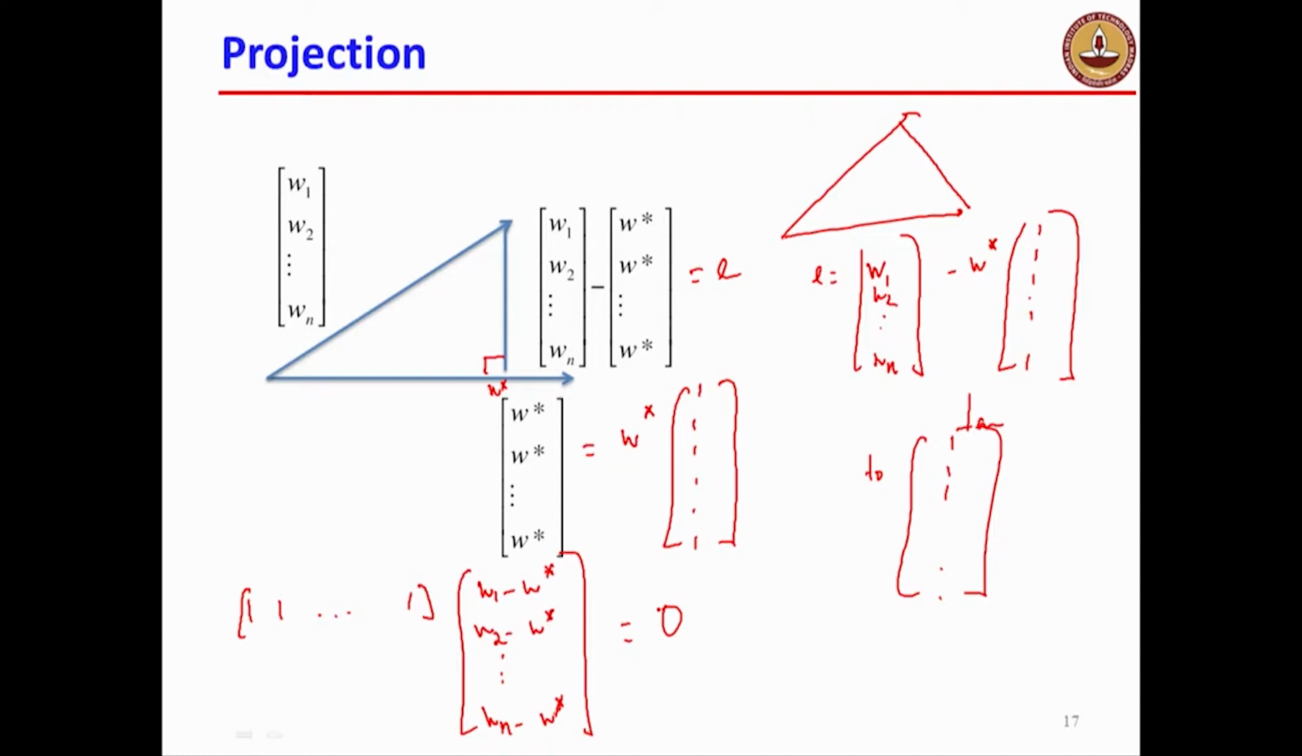Remember, W star is unknown, all the other Wi's are known. So you just expand this out, what will you get? W1 plus W2 all the way up till Wn minus n times W star equal to 0. W star is equal to sigma Wi by n. So the arithmetic mean. So even though, if you give me 2 or 3 observations in a lab course, we have always been trained to take the arithmetic mean. What we really solved is a geometry problem.